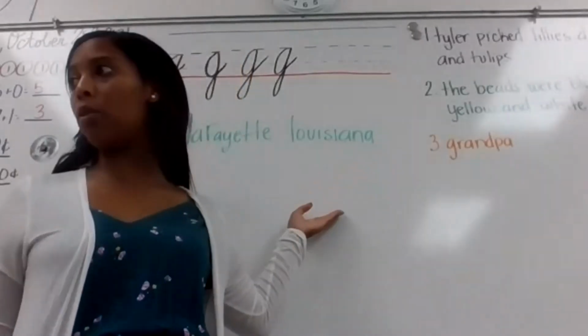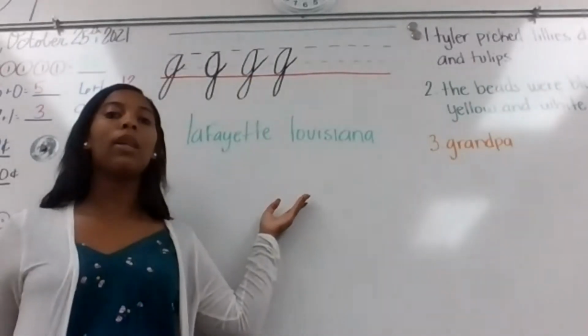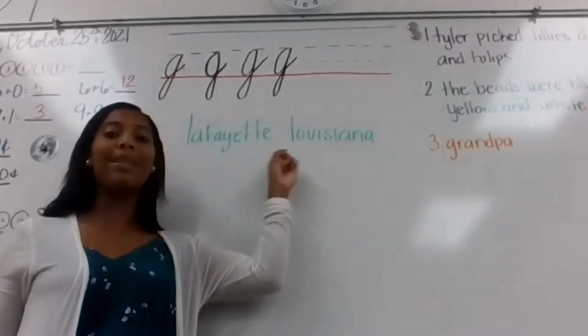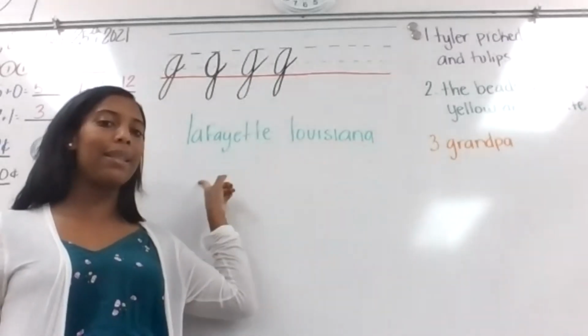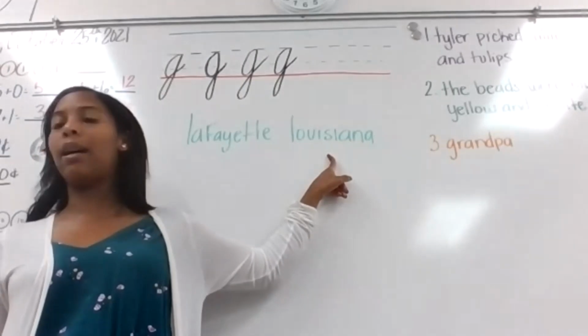that they're proper nouns, right? So we capitalize them, which we know that already. But sometimes the city and the state are written together. Now, when they're written together like this, there is something else that you have to do when writing them down.